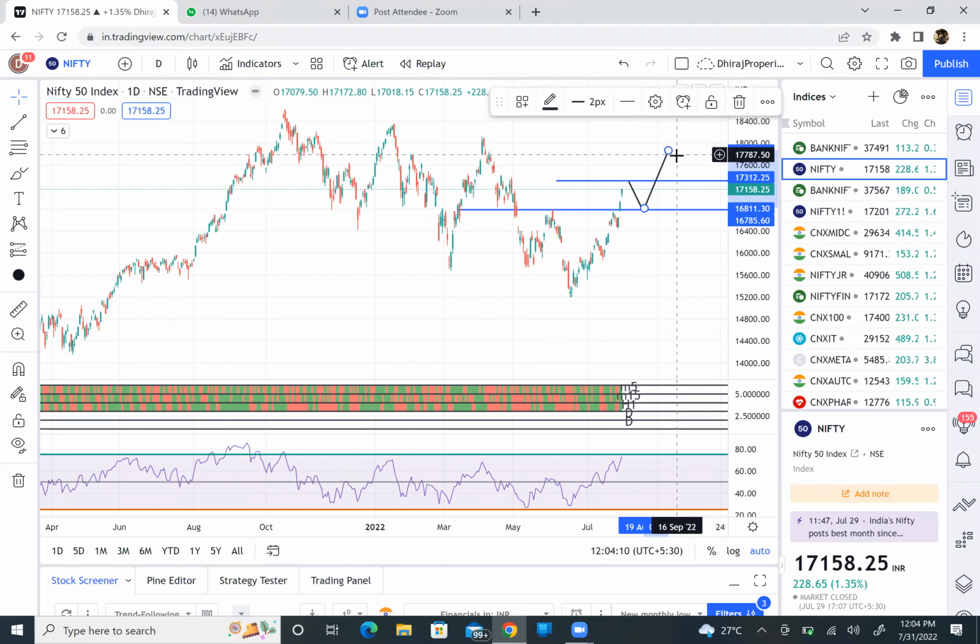So keep in mind 2 levels, right? On the upside, 17,300 is one level, 17,650 to 700 is another level. Nifty might see a resistance at 17,300, 320, that kind of level. Come back to retest the breakout, which was 16,800. So it can trace back till 16,800, and then it can go up and test this resistance trend line which I had drawn before. Hope it is clear.